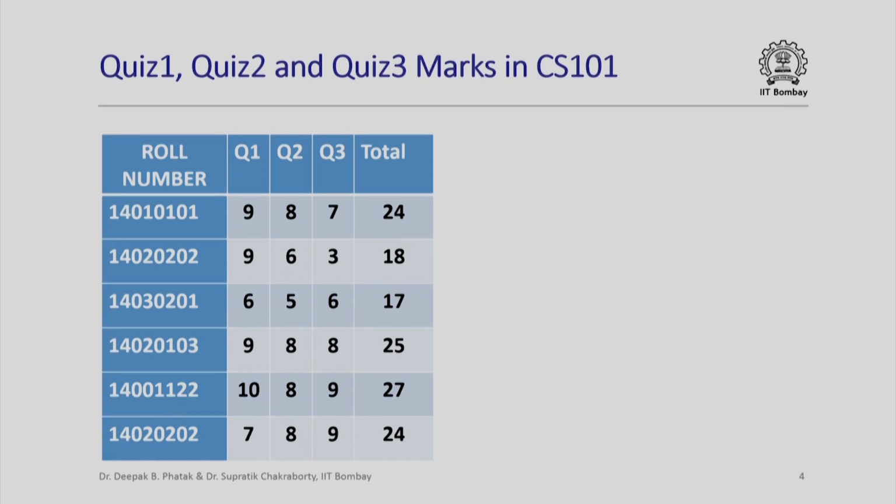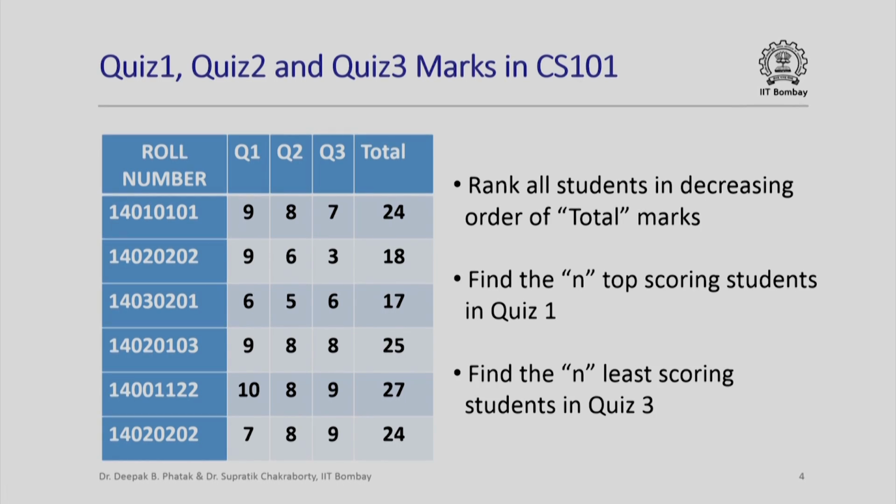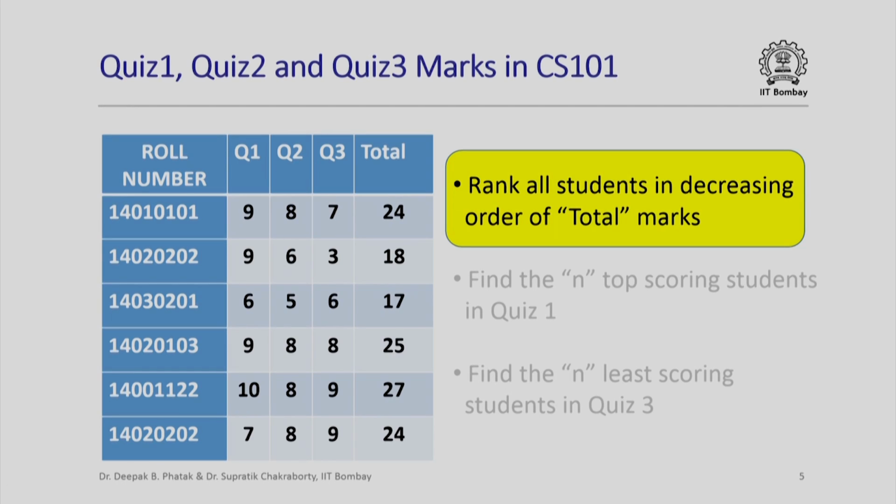Now given this table of marks, one might ask, can we rank the students, who are identified by their roll numbers here, in decreasing order of total marks? Or we could ask, find the n top scoring students in quiz 1, where this n could be user specified, or we could ask, find the n least scoring students in quiz 3, where this n could again be specified by the user. Now if I look at the first problem, rank all students in decreasing order of total marks.